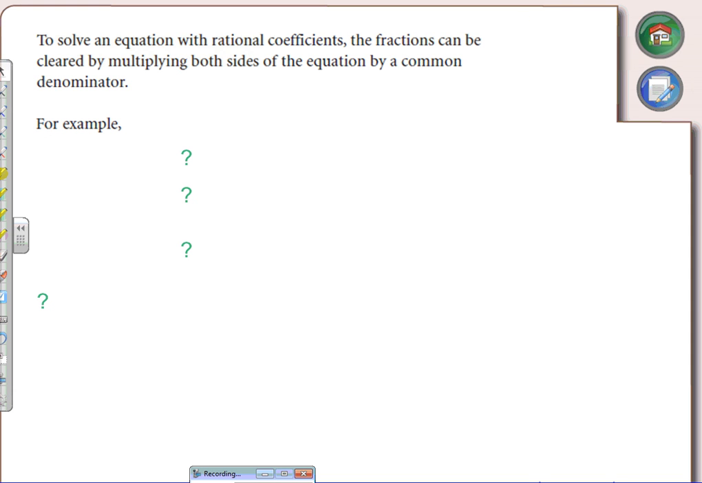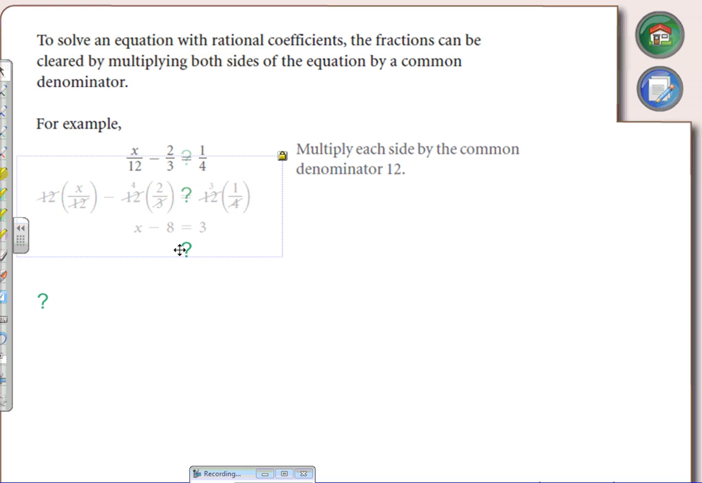Okay, to solve an equation with rational coefficients now, the fractions can be cleared by multiplying both sides of the equation by a common denominator. And that's exactly what I was just showing. So, example here, how we can work with. We're going to get rid of those denominators right off the bat. And that's a much more efficient way to go through it. But if you want to take it to common denominator on either side, go ahead, that will work as well.